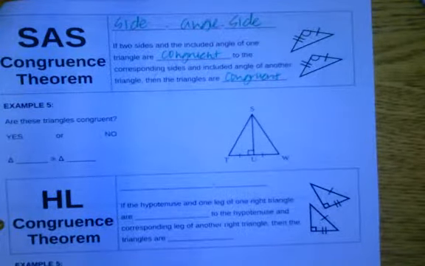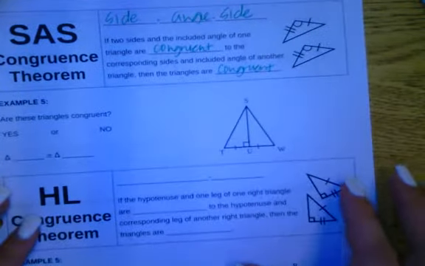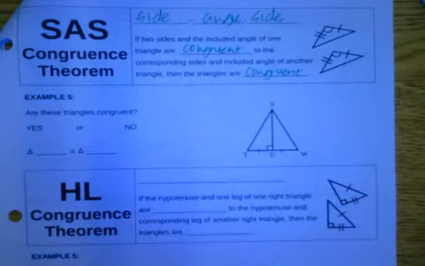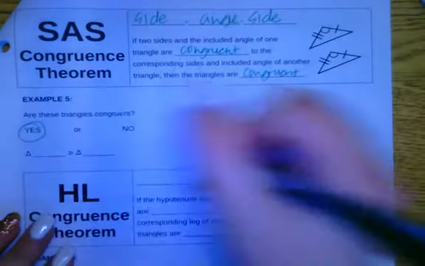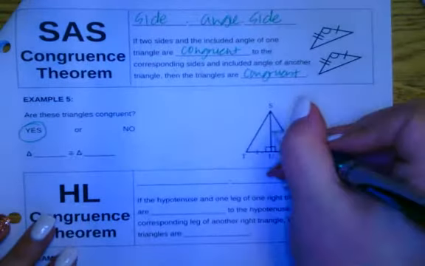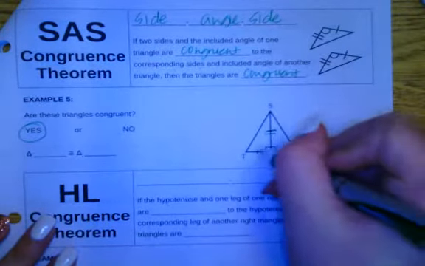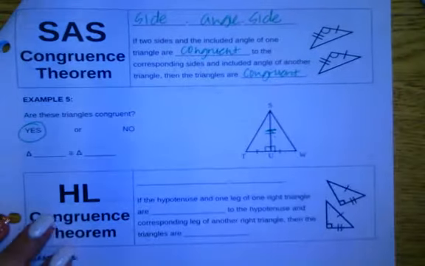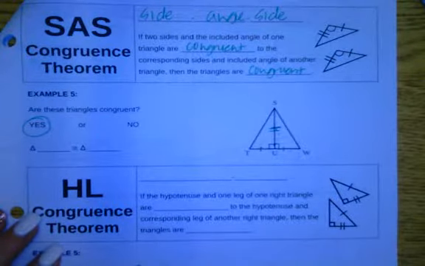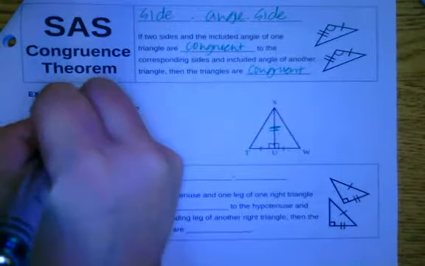Example 5, are these triangles congruent? How? They share this angle, and they share a side. So you have side, angle, side. Somebody give me a congruent statement. TUS to WUS, perfect.